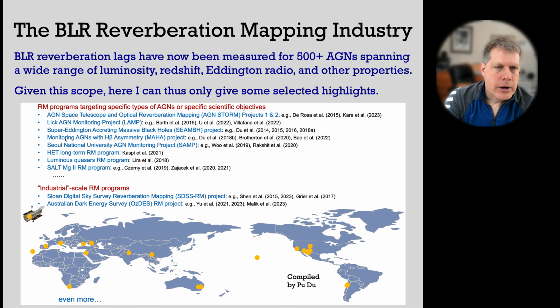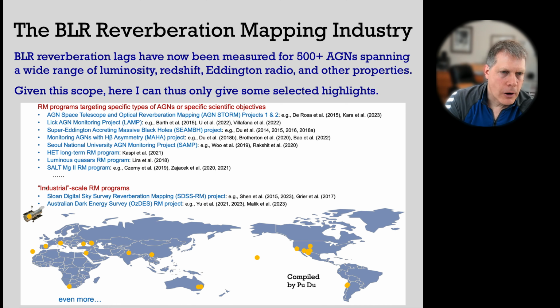There are people monitoring AGNs with H-beta asymmetry, and that's of considerable interest. There are people conducting very long-term reverberation mapping programs, trying to get the lags for the most luminous quasars in the universe. These are expected to have very long lags, and these experiments can run for decades.